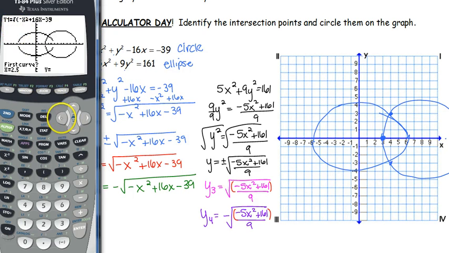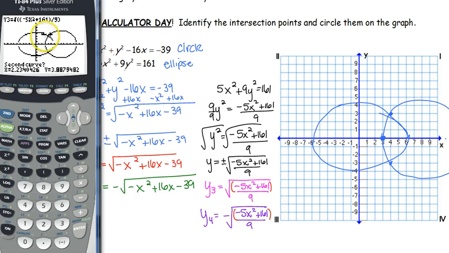I want to get a point, so I'm going to arrow to the right until I can see my cursor on this, and I hit enter. It will automatically bounce down to y2. I don't want that, because I don't want the intersection between the top and the bottom of my circle. So to move on to the next one, I arrow down and you can see that it's changed to y3.